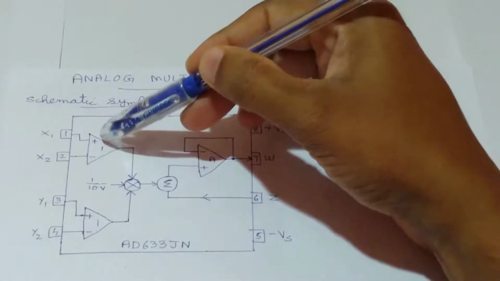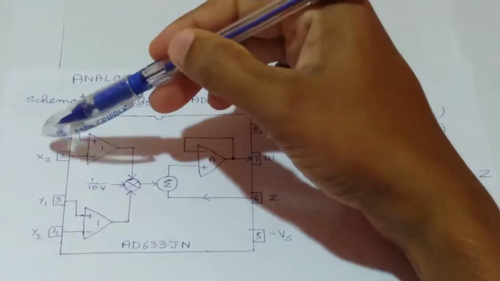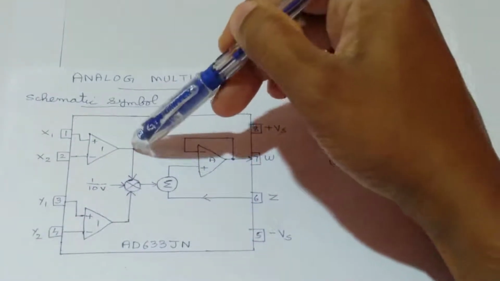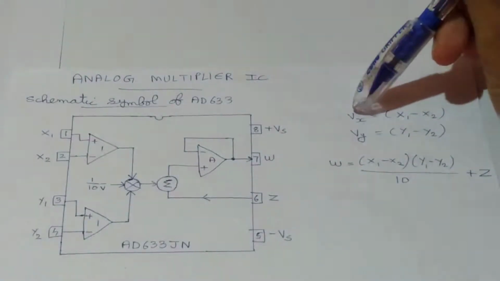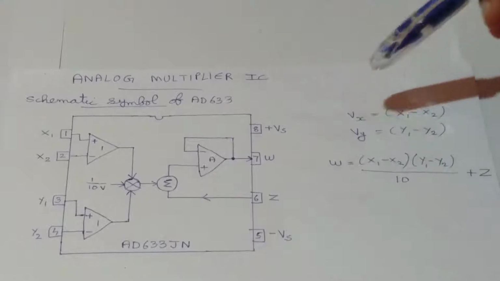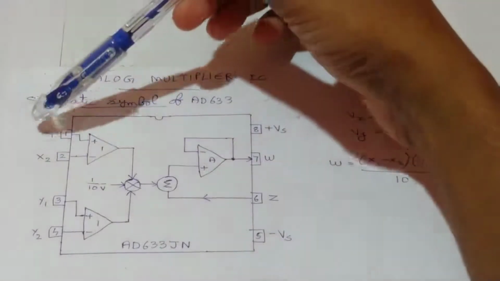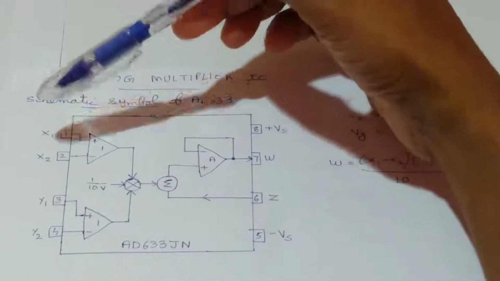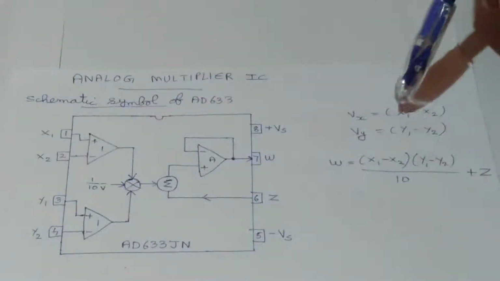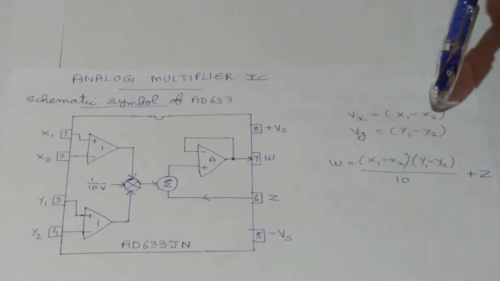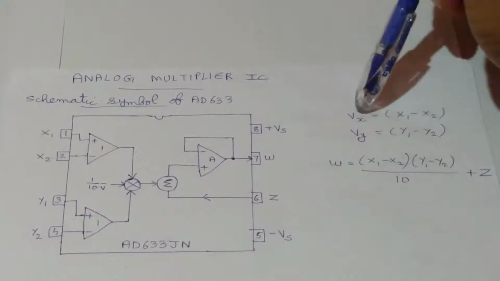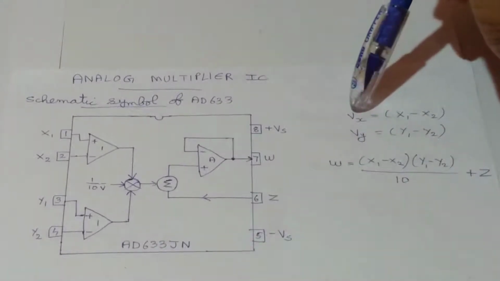Hence at the output of this op-amp we will get X1 minus X2, and this X1 minus X2 is our Vx analog input voltage. If we have only one value, we will apply that value to the X1 input and apply 0 to the X2 input. Hence X1 minus X2 will be equal to X1 minus 0, and we will get the X1 value as our Vx input.